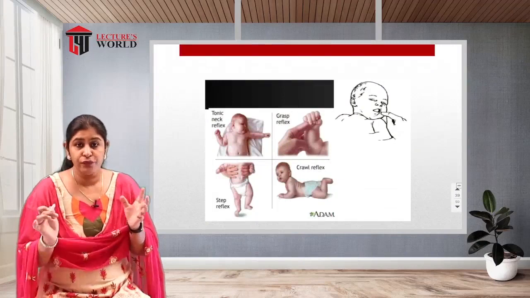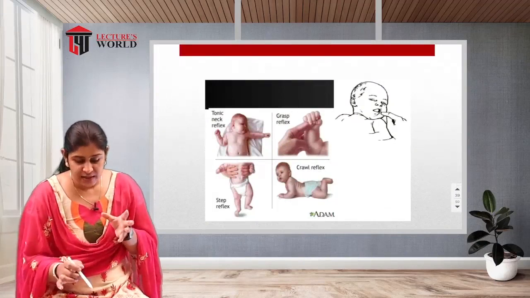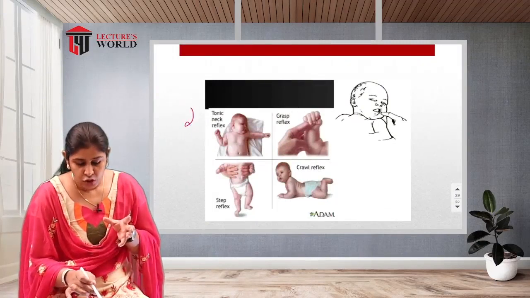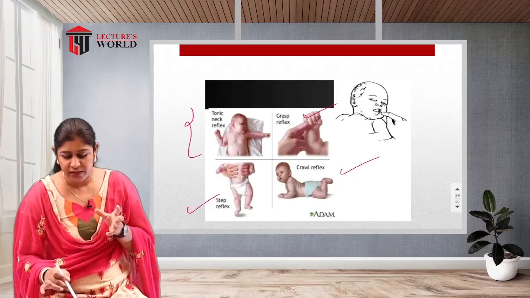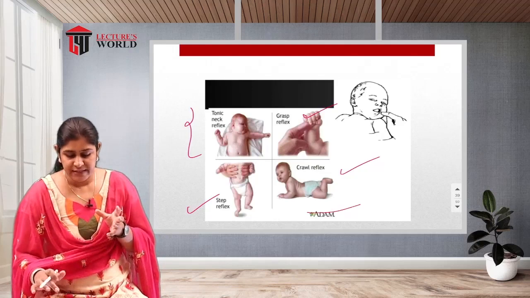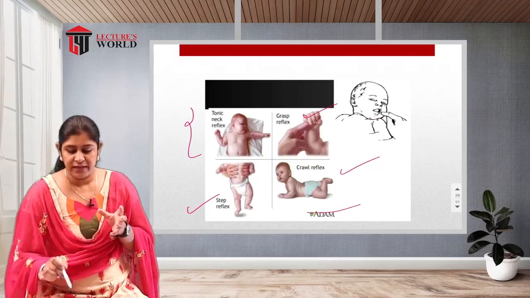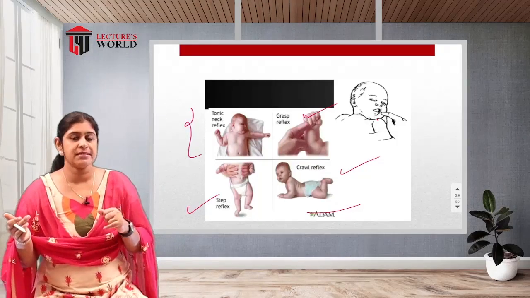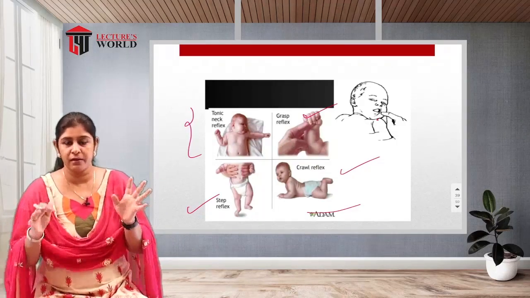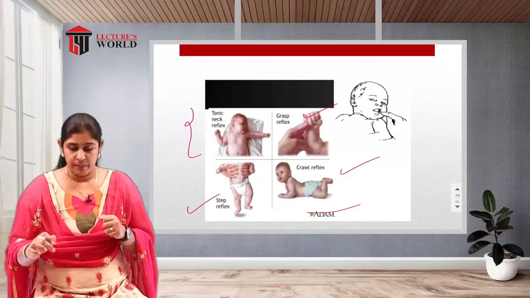We talked about the reflexes. These are the various reflexes: tonic neck reflex, grasping reflex, stepping reflex, crawling reflex, and the rooting reflex. These reflexes are present in early infancy, whereas in adults they disappear as they achieve maturity.